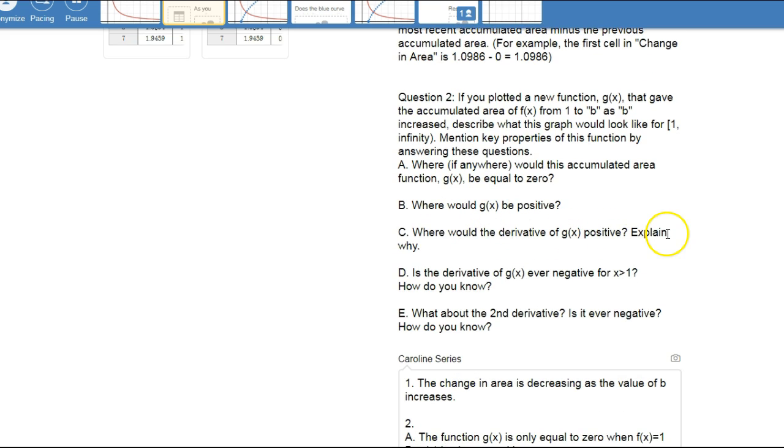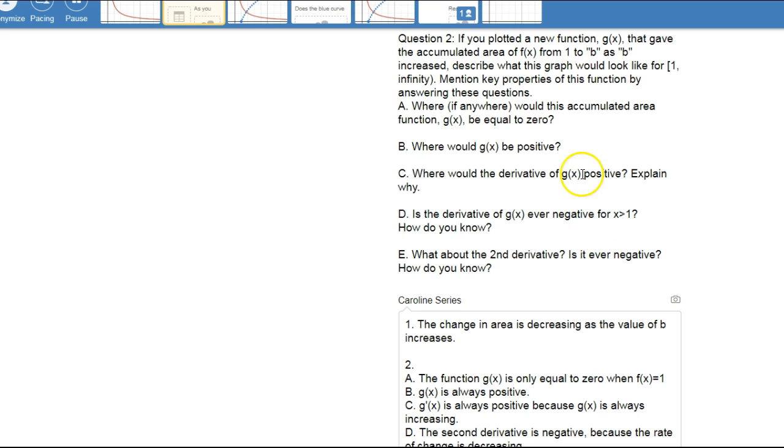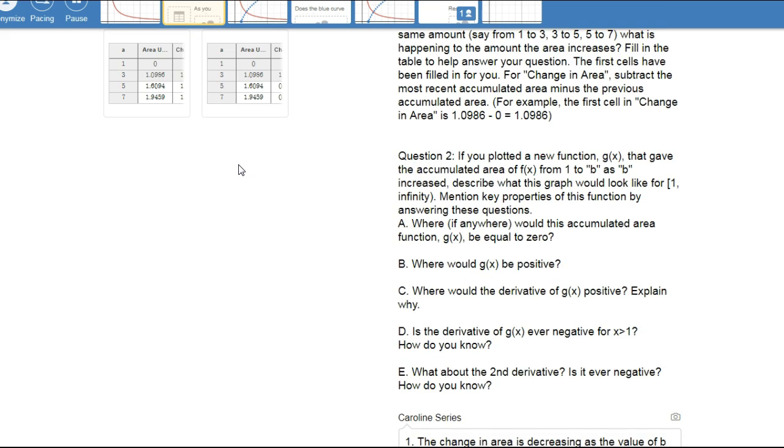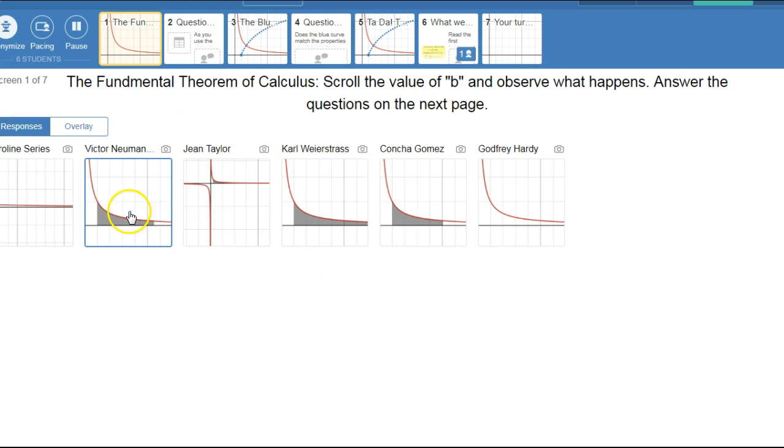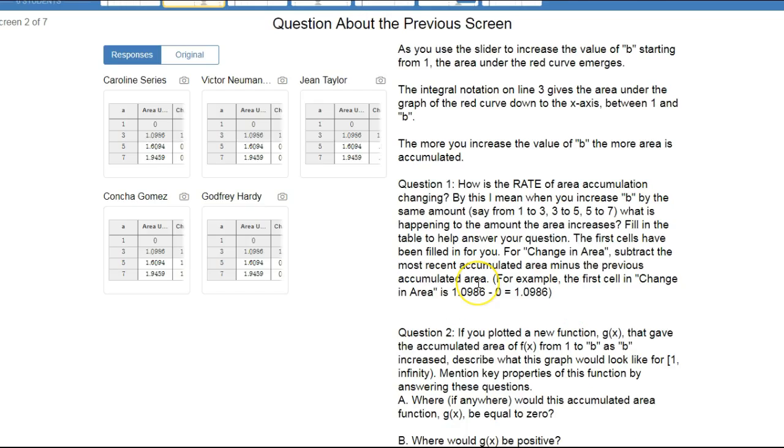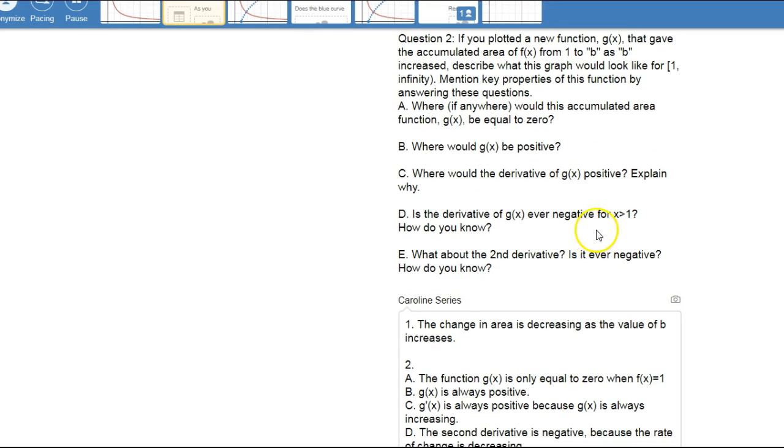Where would the derivative of g of x be positive? So g of x, again, is our function that's talking about how we're gaining area here. So g of x is the amount of area that we've accumulated, and we're always gaining area, so the derivative will always be positive for x greater than 0.